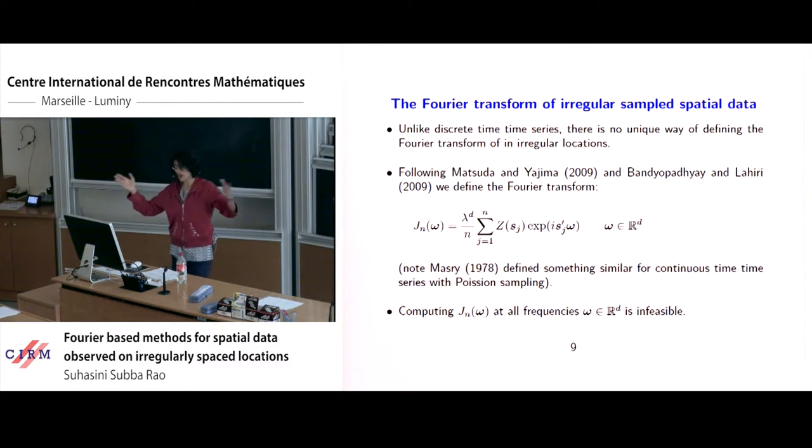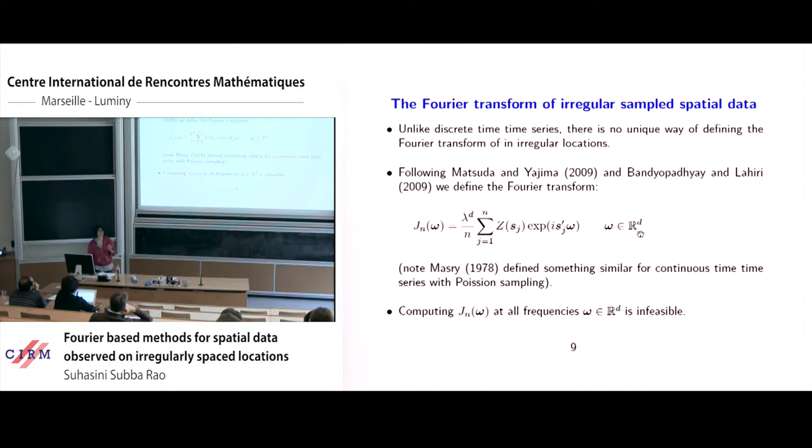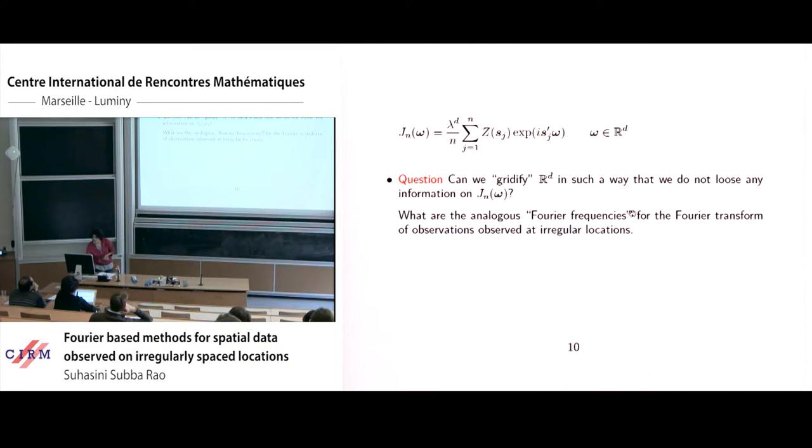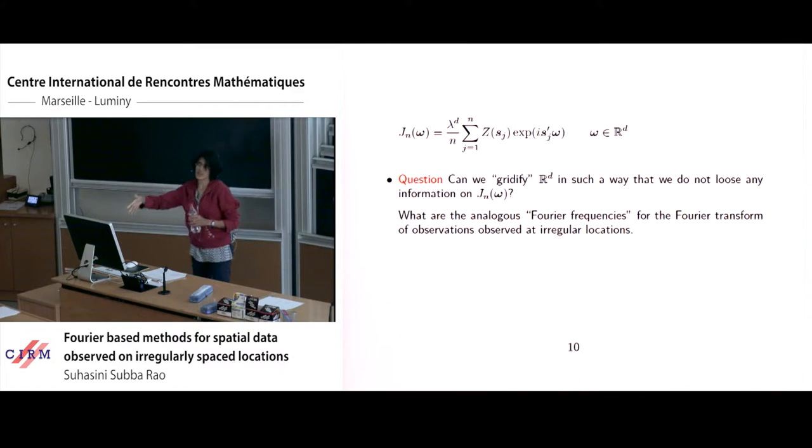Now we have our Fourier transform, and it is defined for all omega belonging to R^d. Of course, computationally, you cannot evaluate this Fourier transform at every single point of R^d. So what you want to do is find a gridification of R^d such that we do not lose any information about our Fourier transform. Can we find a good gridification of it? So what we want is the analogous version of the Fourier frequencies in time series, now for irregular locations.